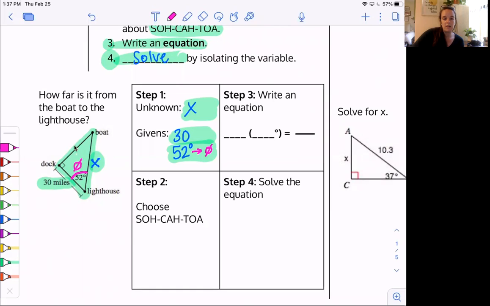Across from there, over here, this is my opposite. So here's theta, across from theta, this is my opposite. My longest side is my hypotenuse over here with x. That's my hypotenuse. My leftover side, the one that's touching my angle, this one over here is going to be my adjacent.